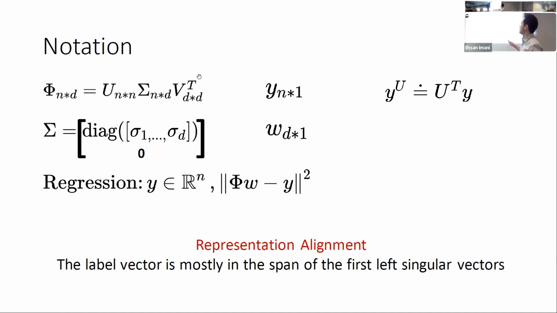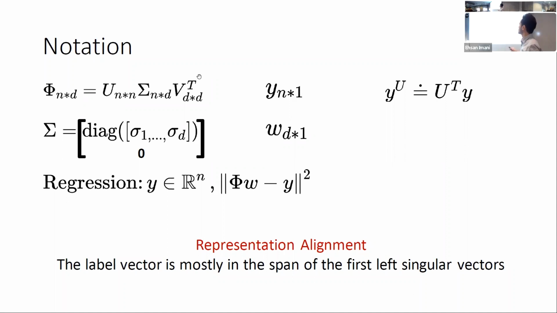You also have a label vector, y, which is n by 1. So here we are assuming that you have one scalar label for each data point, so you have n elements overall. And it's a regression problem, or if you have a binary classification problem, you can have plus and minus one labels depending on which class the data point is in. And you have a weight vector w that's used in your new model that you'll train on this extracted representation. This weight vector has d elements in it, the number of your features.